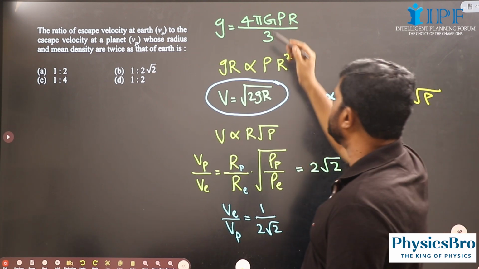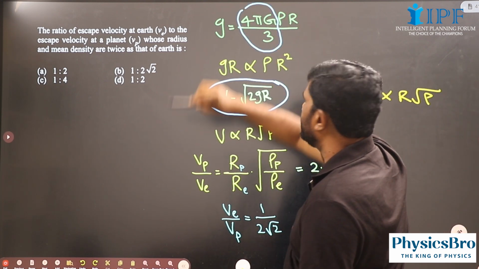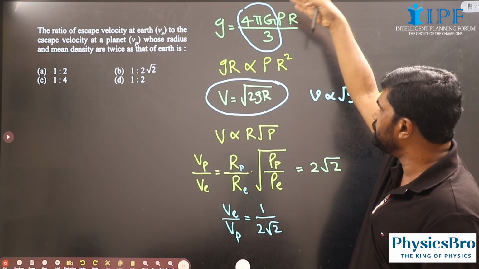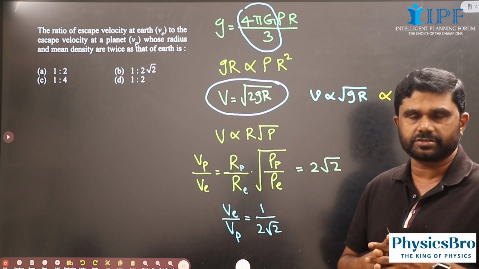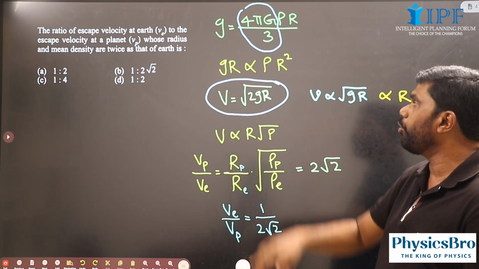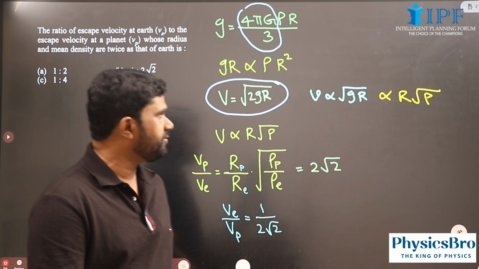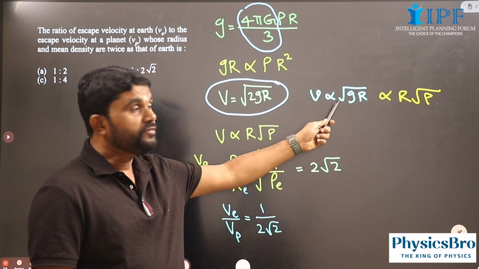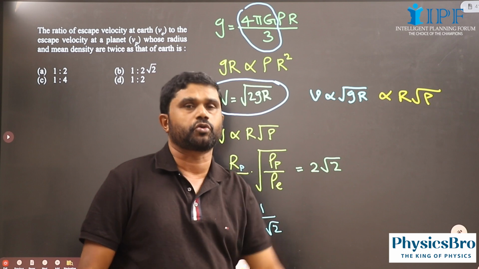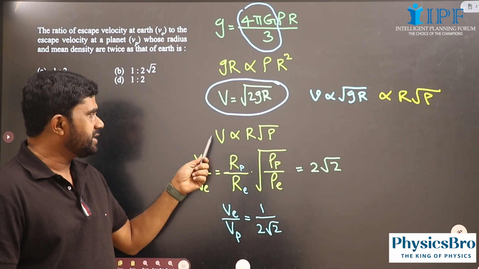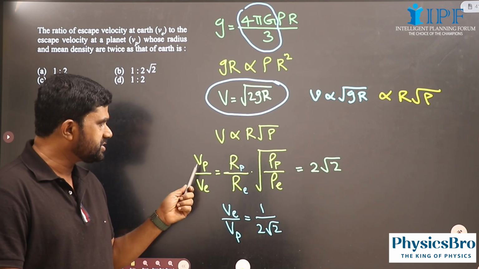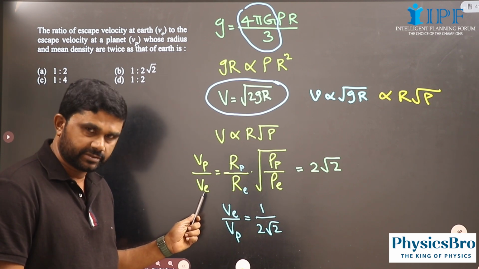This is a universal constant, because all the factors in it, 4, pi, g, 3, are universal constants. So we can say g is proportional to rho r and gr is proportional to rho r square. And escape velocity is proportional to root gr, which in turn is proportional to root of rho r square, or we can write r root rho. So escape velocity is directly proportional to r root rho. Velocity from the planet divided by velocity from earth.